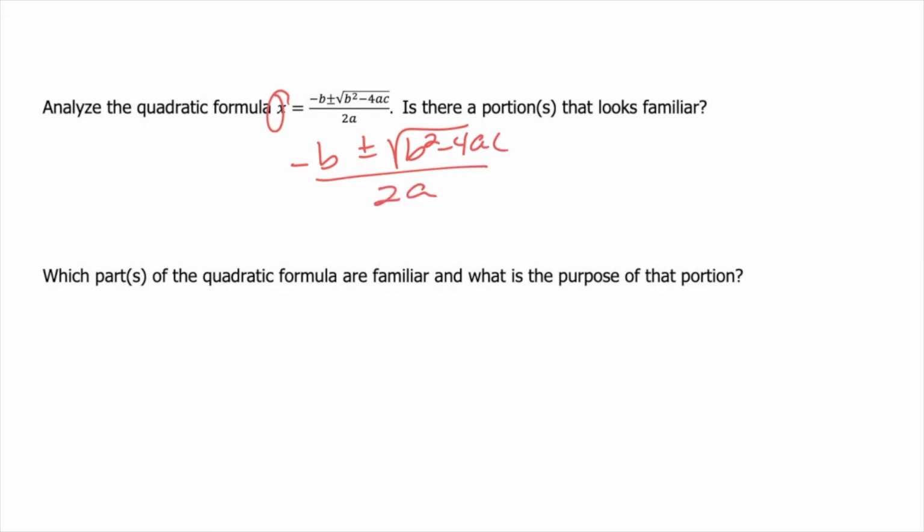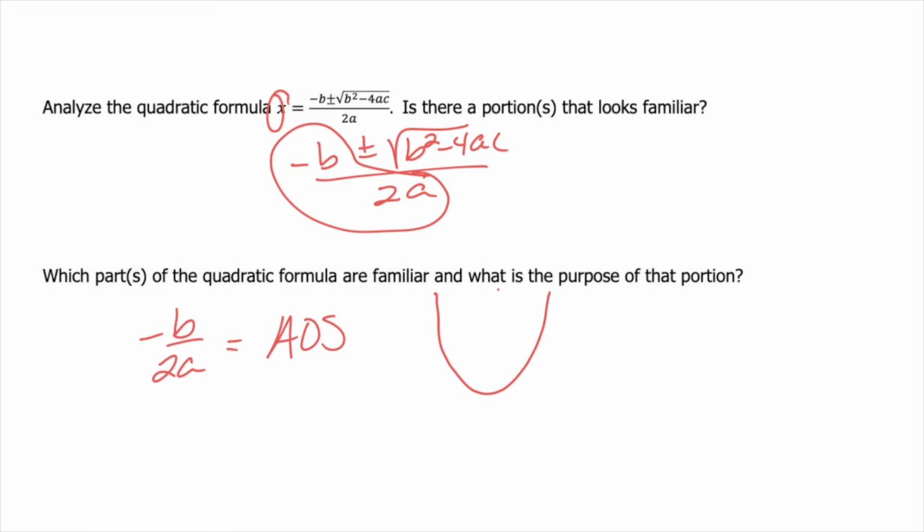Now, a couple of things you should see that are familiar there. In case you don't remember, it's been a while, the negative b divided by 2a is the axis of symmetry. If you remember, you have a parabola, and there's always a line that goes right to the middle of it. That negative b divided by 2a is that middle line. The rest of it gives you the distance from the middle to the edge. That's why you also see the plus minus.